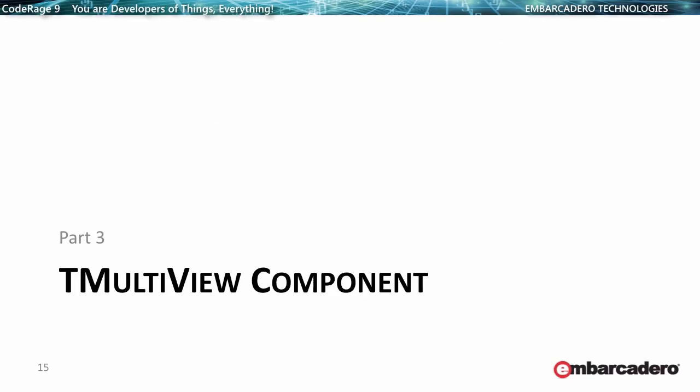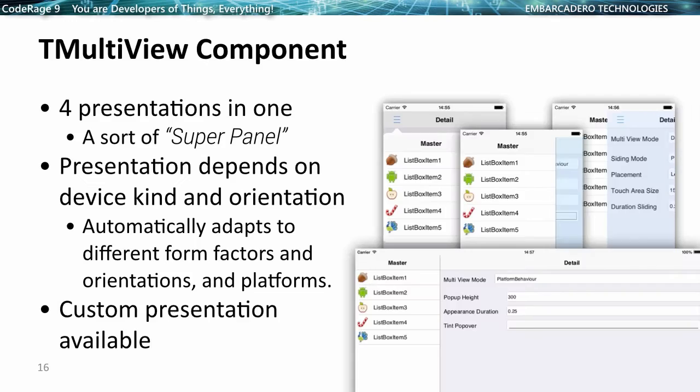All right, now take a look at the TMultiView component. This is a fabulous component, very useful. The TMultiView component is a sort of a super panel. It's 4 different presentations in one. And actually it could be more than 4 technically, which I'll tell you a little about how the custom presentations work later. But the presentation between the 3 default ones depends on the device kind and orientation. So it automatically adapts to different form factors and orientations and platforms.